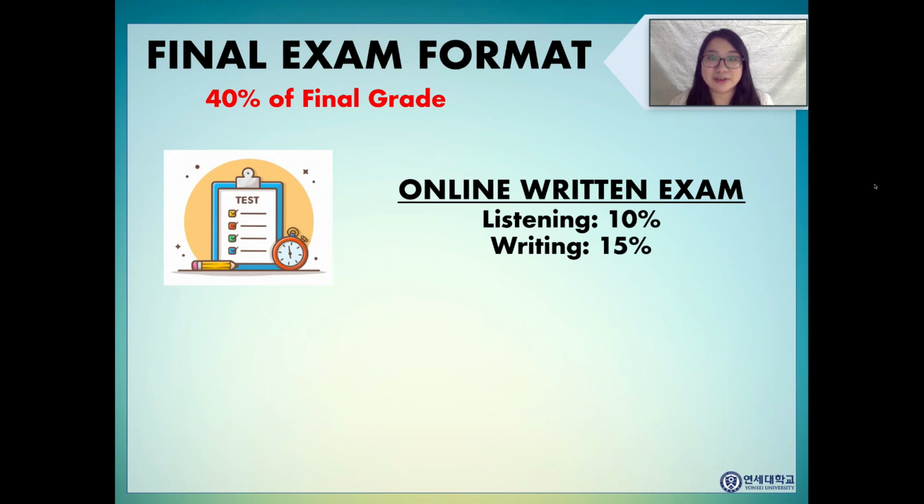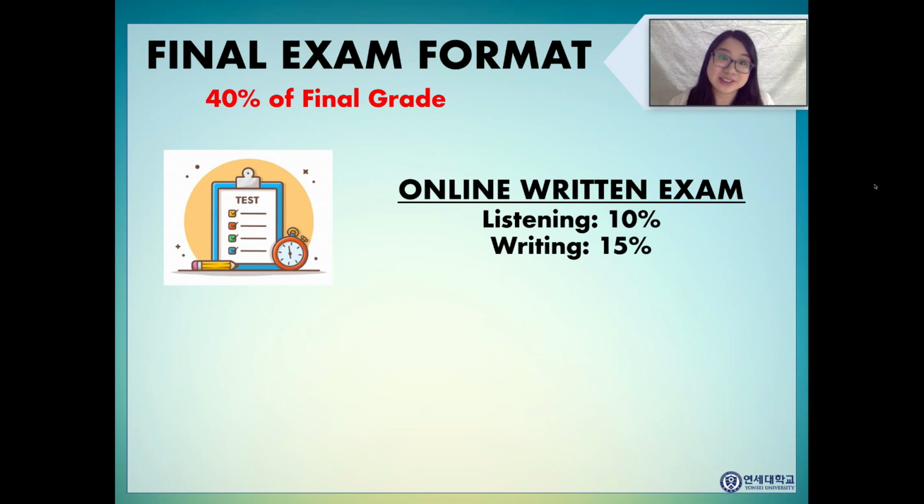10% of your final grade will be taken from the listening section, and 15% of your final grade will be taken from the writing section. And the writing will focus on using grammar to respond to different questions.